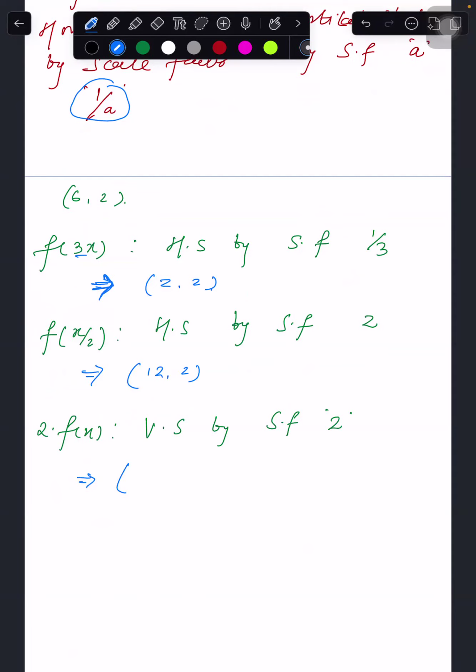Now it will impact the y-coordinate. 6 comma 12. 2 gets multiplied by 2. So 4. So 6 comma 4. If I write half of f of x, it means it is a vertical stretch by scale factor 1 upon 2. So the coordinate will become what? 6 comma 1 upon 2 into 2, which is 1. 6 comma 1. Is it clear?